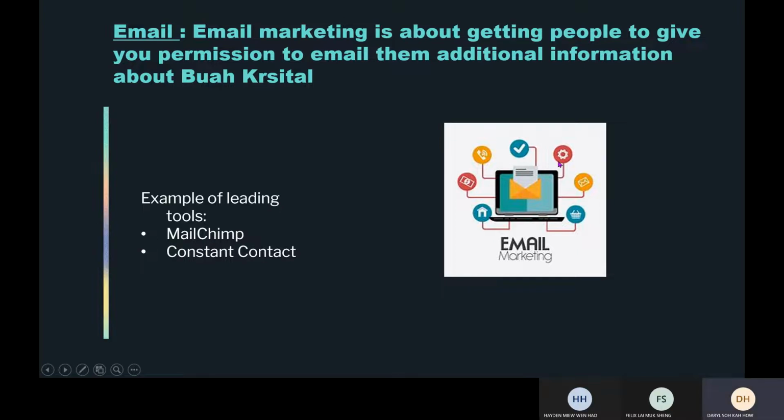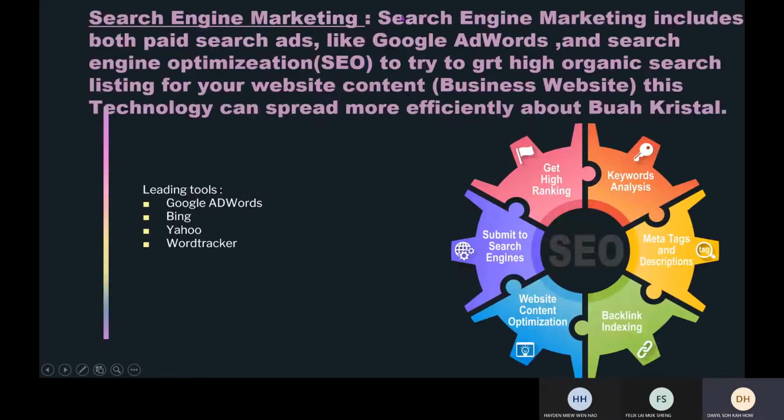Okay. Second, search engine marketing. Search engine marketing includes both paid search ads like Google AdWords and search engine optimization, also known as SEO, to try to get high organic search listing for your website content, also called as business website. This technology can spread more efficiently about buah crystal. Also the leading tools are Google AdWords, Bing, Yahoo, and Words Tracker.